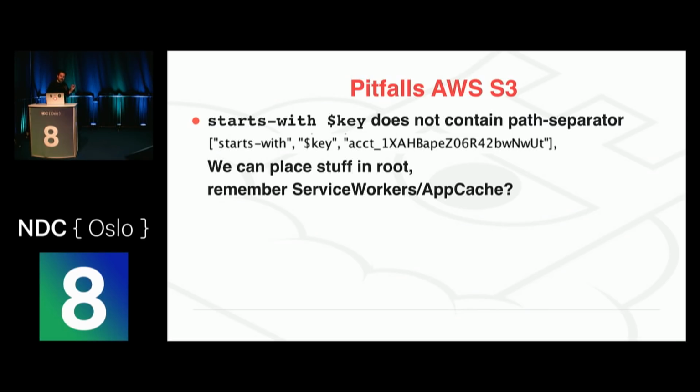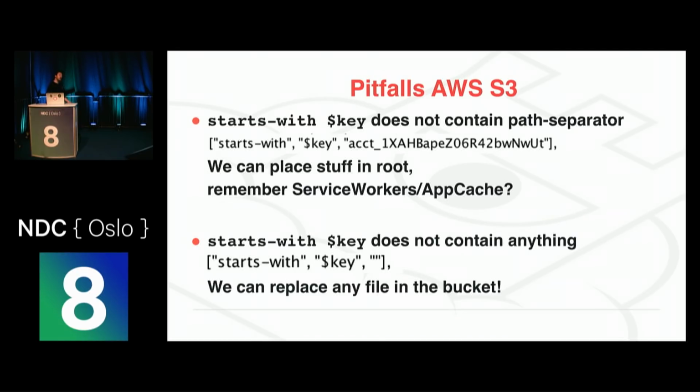So a path separator is one thing that needs to be there. Another thing is, if you have a starts-with key and it doesn't contain anything, we can replace anything in the bucket. When you see it, you're like, of course. Why wouldn't you? It's the same thing. If you have the same prefix on all the files, of course one person can override another one's file, because S3 doesn't care about the file already being there. It will just say, okay, this is the new file, and replace it.